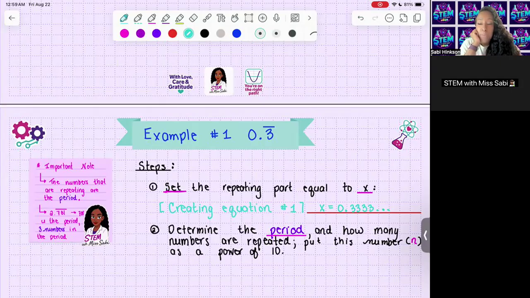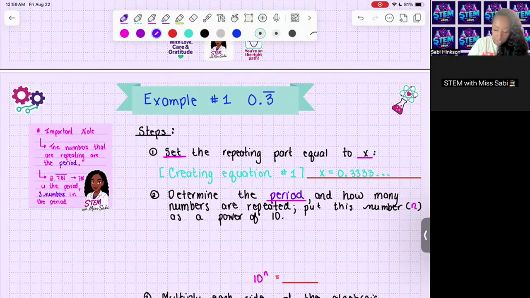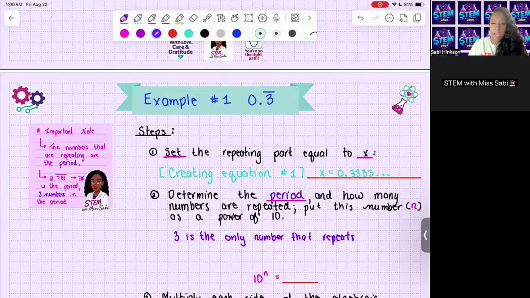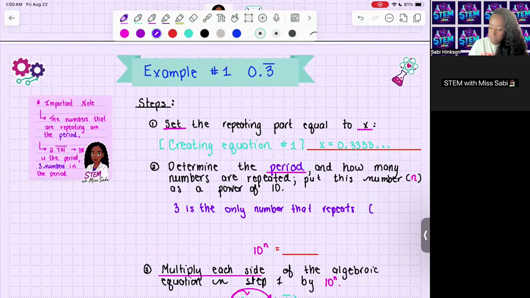Step 2, you have to determine the period. What are the numbers that are repeating? For this, the only number that repeats is 3. So the n that we speak of is equal to 1. We only have one number that repeats. So that is 10 to the power of 1, which is just 10.